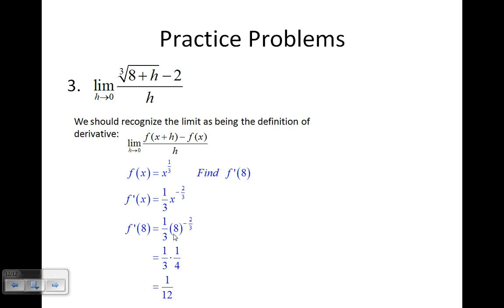Probably the hardest part is 8 to the negative 2/3 power. So remember, a negative sign just drops it to the denominator. So you have 8 to the 2/3. You would take the cube root of 8 first and then square it. So cube root of 8 is 2, squared is 4. Remember that 4 is in the denominator. And so I get a 1/4. So a third times a fourth, 1/12.